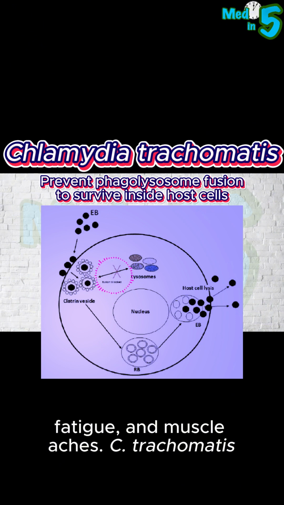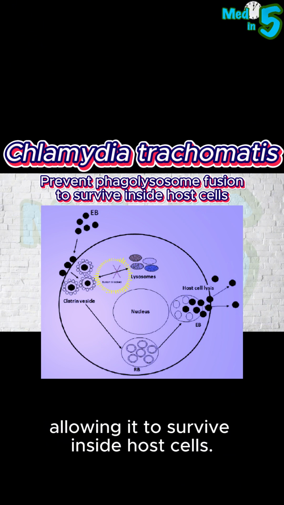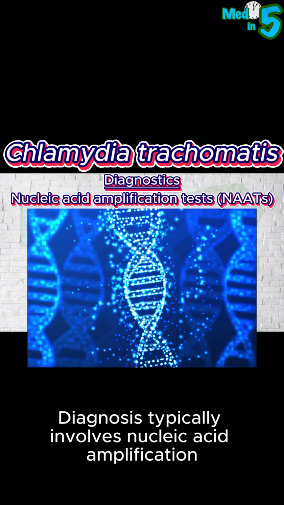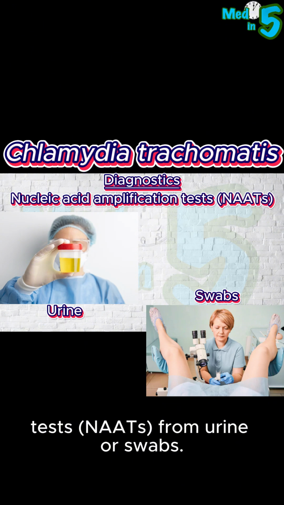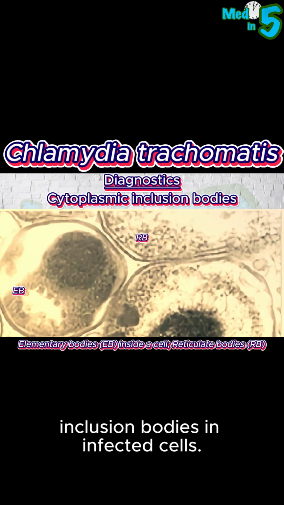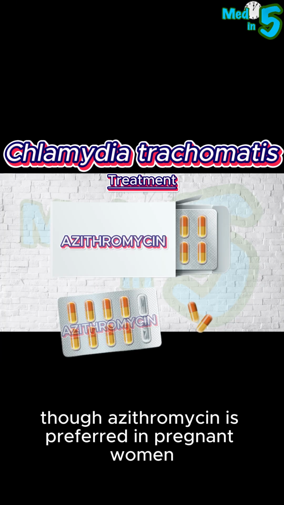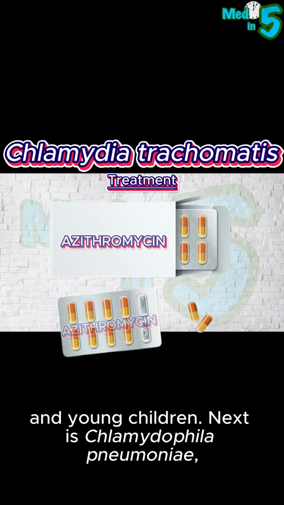C. trachomatis avoids destruction by preventing phagolysosome fusion, allowing it to survive inside host cells. Diagnosis typically involves nucleic acid amplification tests from urine or swabs. Under the microscope, you might see cytoplasmic inclusion bodies in infected cells. Treatment is usually with Doxycycline, though Azithromycin is preferred in pregnant women and young children.